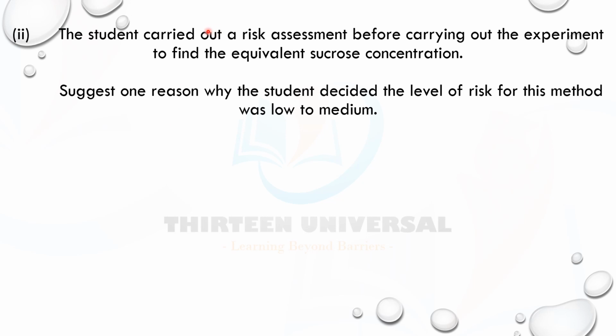Now, the student carried out a risk assessment before carrying out the experiment to find the equivalent sucrose concentration. Give one reason why the student decided the level of risk for this method was low to medium. Risk assessment has to do with hazard, what can actually pose danger to students here. You say any chemical that can pose danger. So one reason is to identify the hazard, and then the risk of the hazard is very important. The risk of the hazard is what the hazard could do.